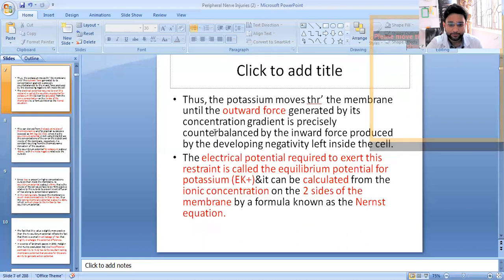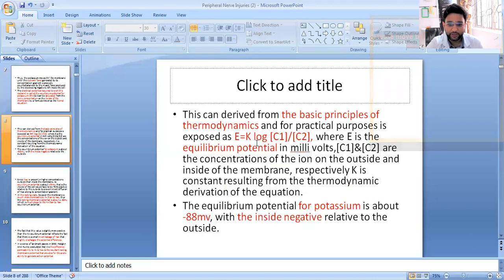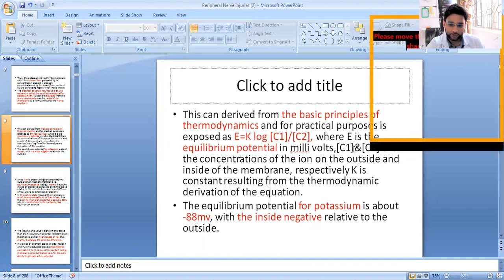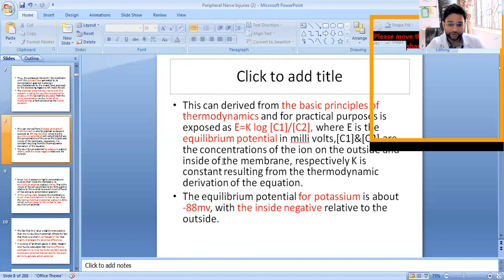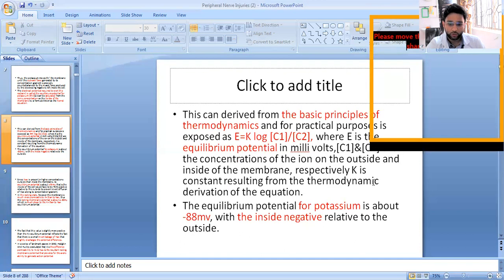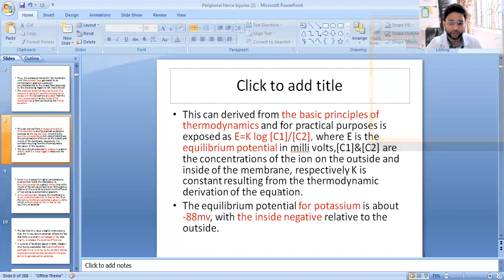This can be derived from the basic principles of thermodynamics, and for practical purposes, it is expressed as E equals K log C1 by C2, where E is the equilibrium potential in millivolts, and C1 and C2 are concentrations of the ions on the outside and inside of the membrane respectively. K is a constant resulting from the thermodynamic derivation of the equation.